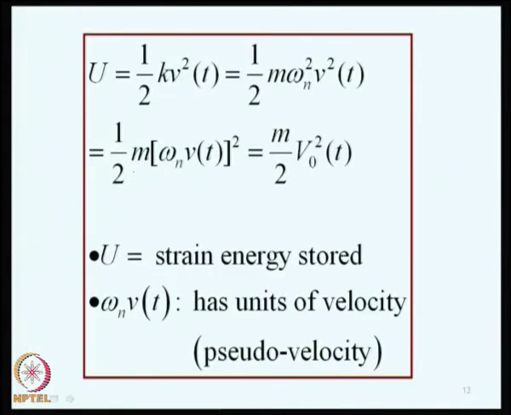Now, if you look at the strain energy in the system, that is half k v square of t. Again, if you express k as m omega n square, then I get an expression: half m omega n square v square of t. Now, this has a quantity omega n into v of t, which has units of velocity. We call this quantity pseudo velocity, and the strain energy is proportional to the square of the pseudo velocity. So, this quantity would also be of interest to us.